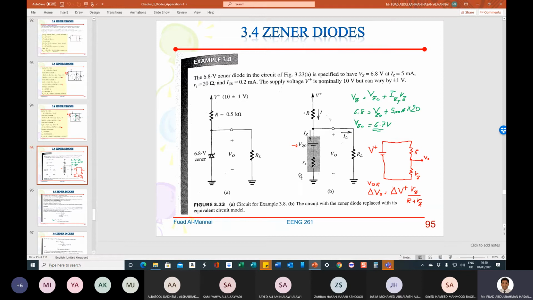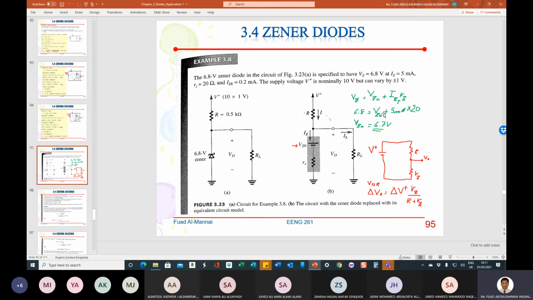All right. So the first thing is we're going to calculate VZO, just like what we did before. How are we going to calculate? We said VZ is equal to VZO plus IZT RZ, and substitute IZT equal to 5, and solve for VZO, and VZO is equal to 6.7 volt. So this 6.7 volt will not change through the whole problem. Any questions?